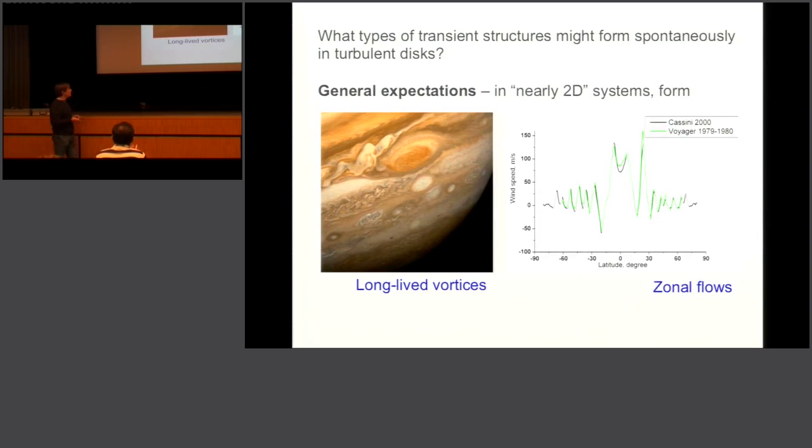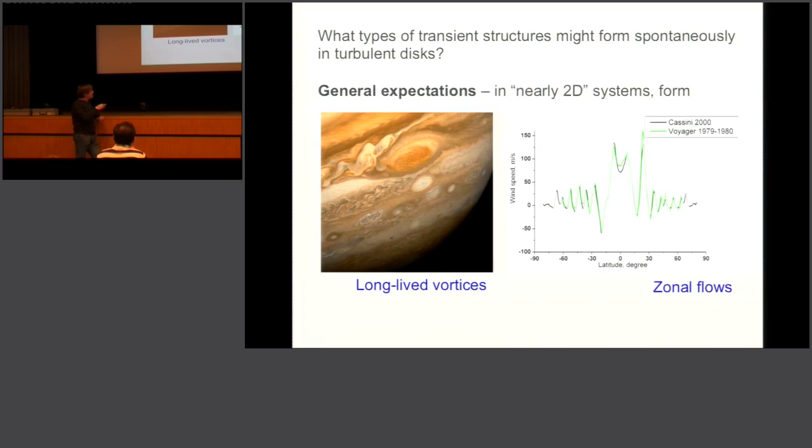And then something else you can also see on Jupiter, but looking at a larger scale, is if you look at the wind speed. Here's wind speed in meters per second versus latitude. Two plots here from Cassini data and Voyager data way back in 1980.